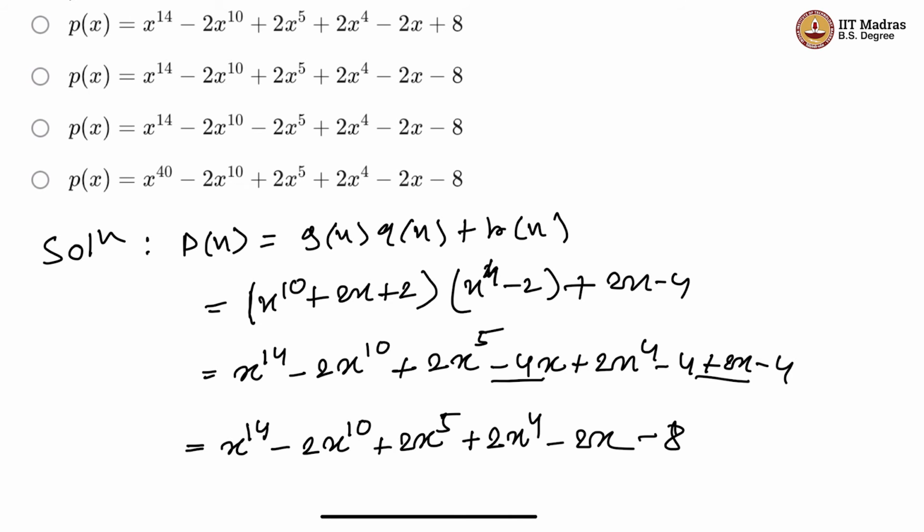So we can check that clearly option B is the correct option. x^14 - 2x^10 + 2x^5 + 2x^4 - 2x - 8. Okay, so the second option is the correct answer.